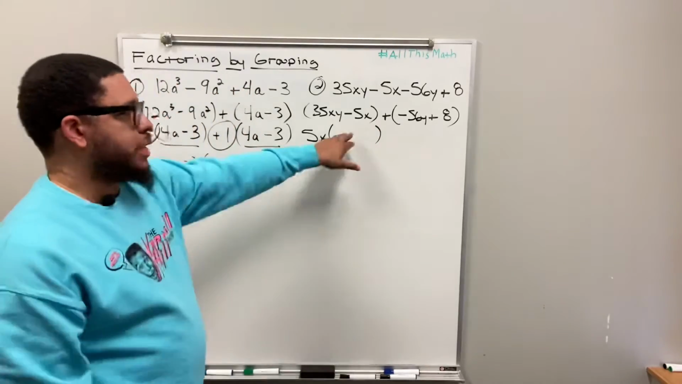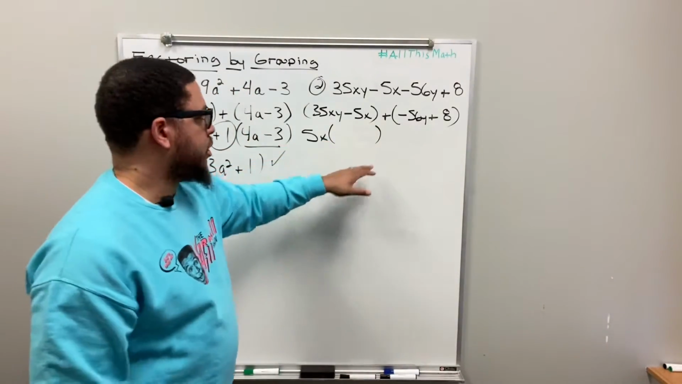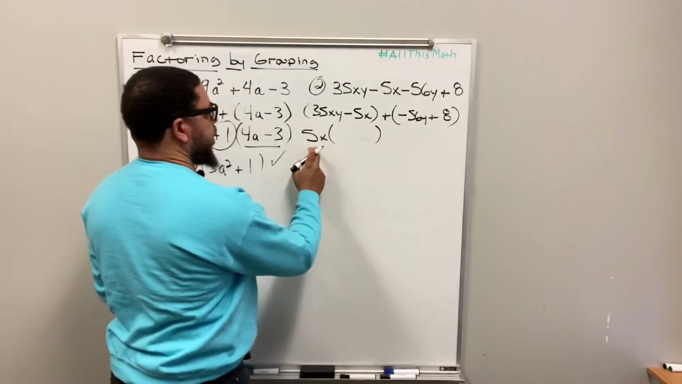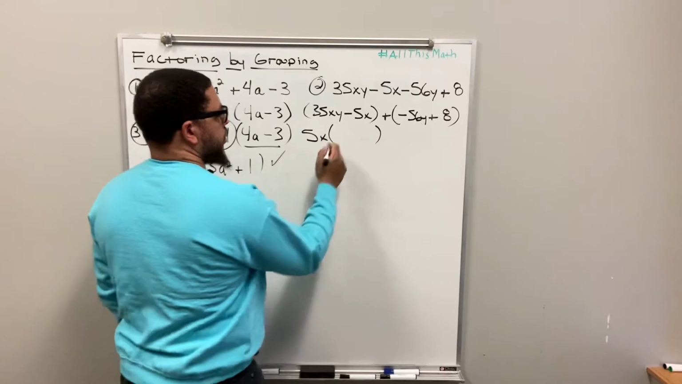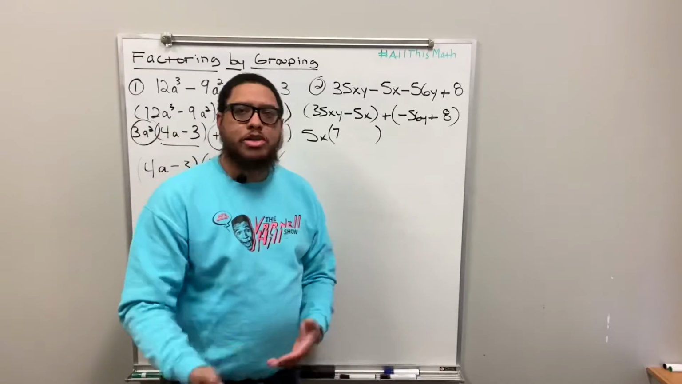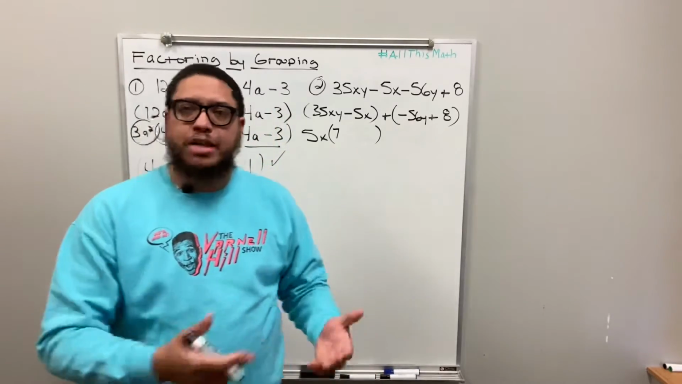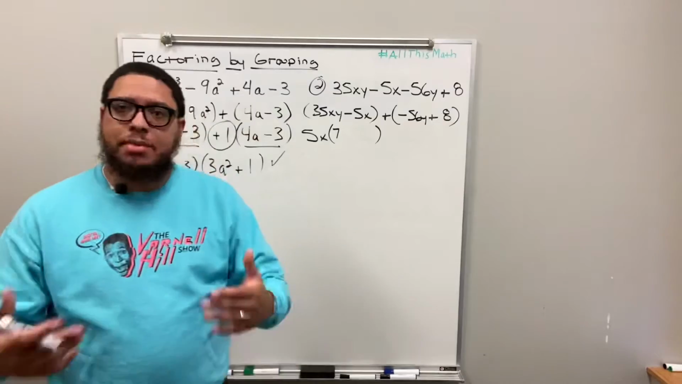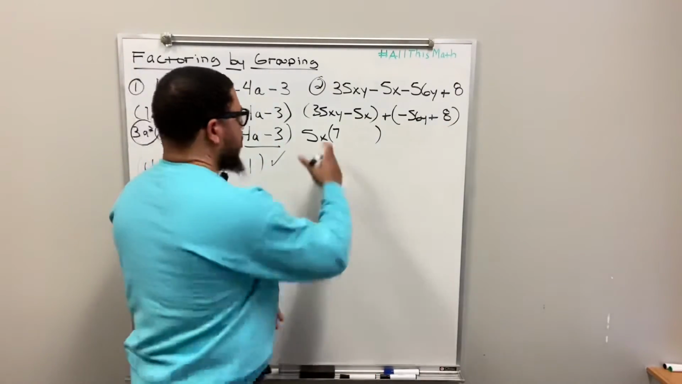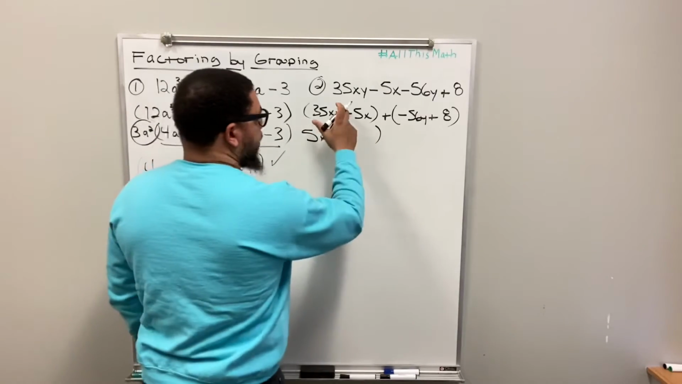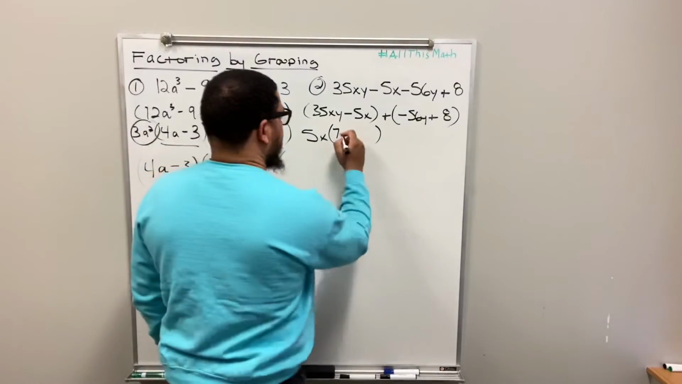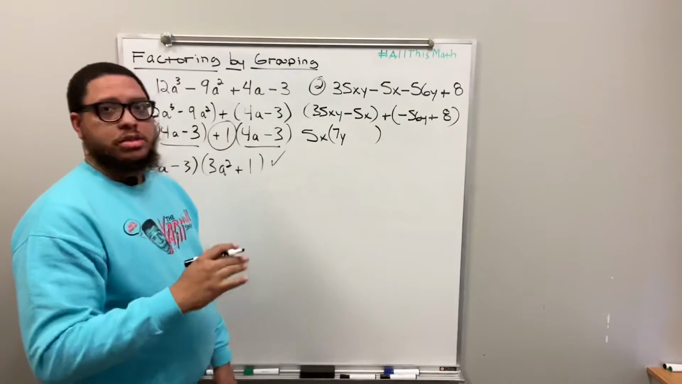Then I have to figure out what goes inside the parentheses. I figure that out by doing division. 35xy divided by 5x. 35 divided by 5 gives me 7. x divided by x, again, we're dividing something by itself. That gives me 1. Whenever you divide something by itself, your quotient is 1. Or think of it as canceling out. So x divided by x is 1. The y is still there, though. We don't get rid of the y. That's part of the quotient.